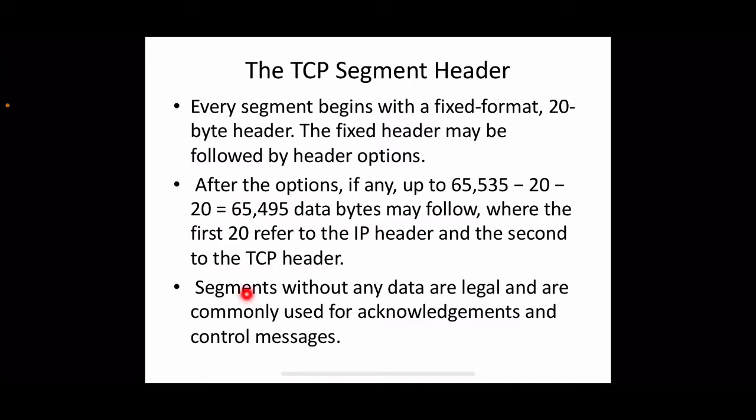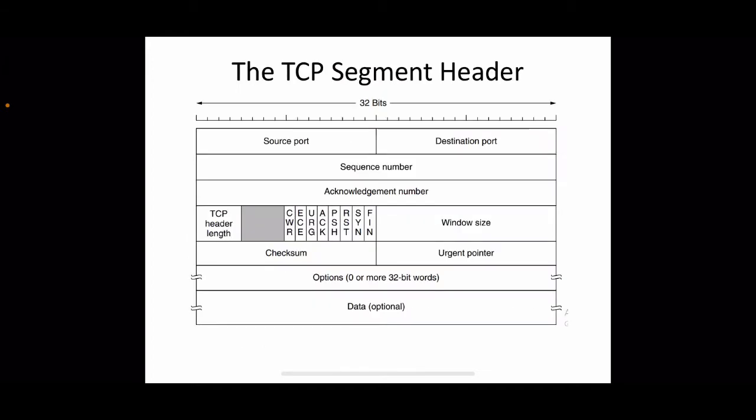Segments without any data are legal and are commonly used for acknowledgement. So the data size may be 0. In that case, it is for control purposes like acknowledgements. And this is the format for the TCP segment header. We have a source port, destination port, sequence number, acknowledgement number, a set of flags together with TCP header length, window size, checksum, urgent pointer, a variable length options field, and data, which is also optional. We will see one by one the different fields and their purposes.